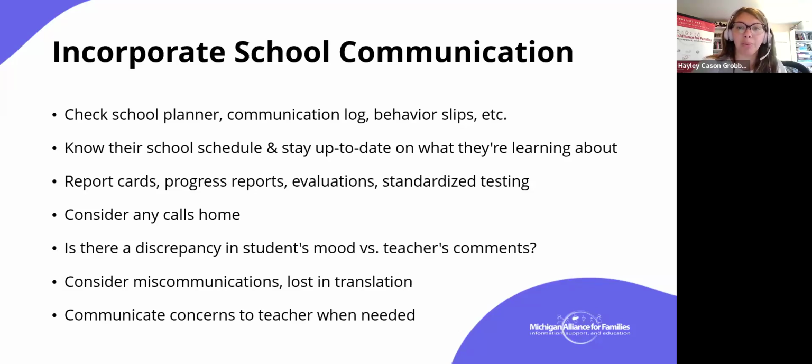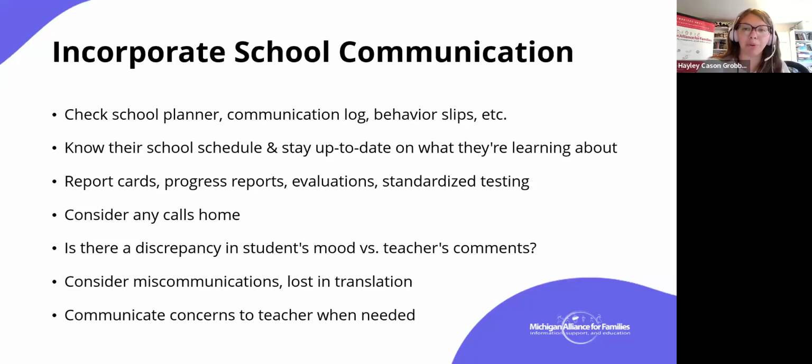But it's also really important to consider the communication that you're getting from the school. If your student has a planner, a communication log, emails from the teacher, something like that, make sure you check in frequently to make sure that your student is not having issues at school that they maybe don't want to talk about or don't know they need to talk about. Or, and it's something that happened in my case, make sure that they are giving you the accurate information.